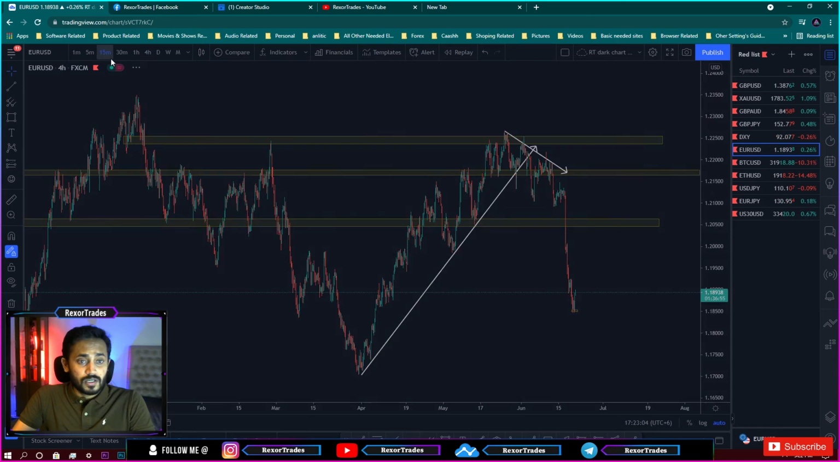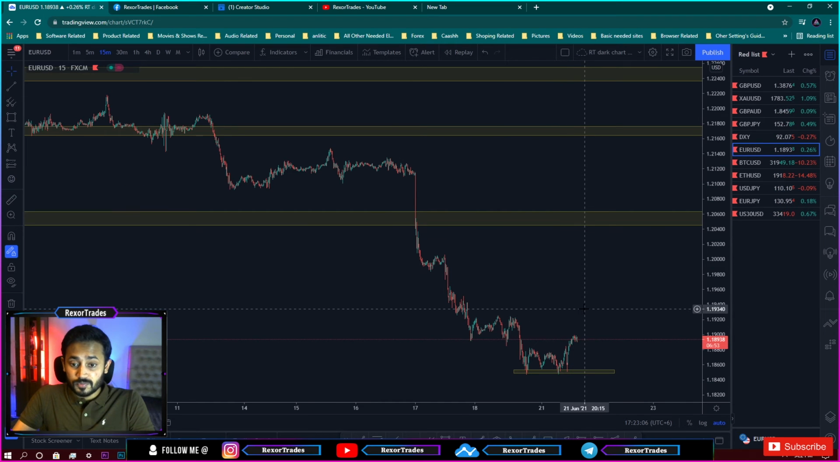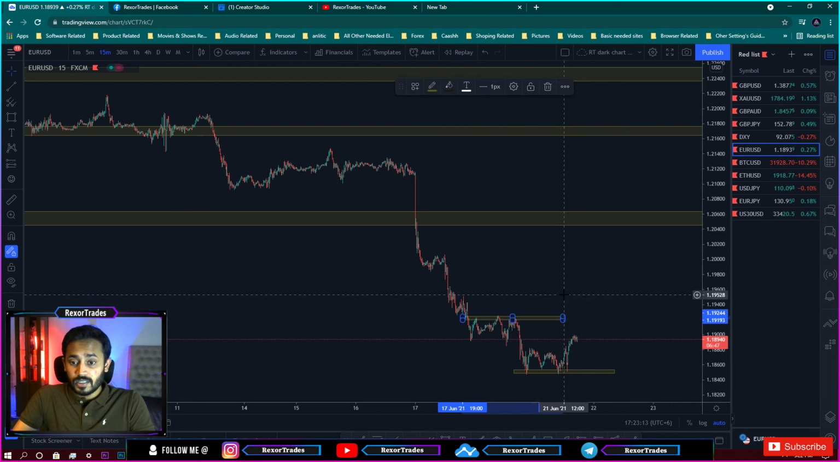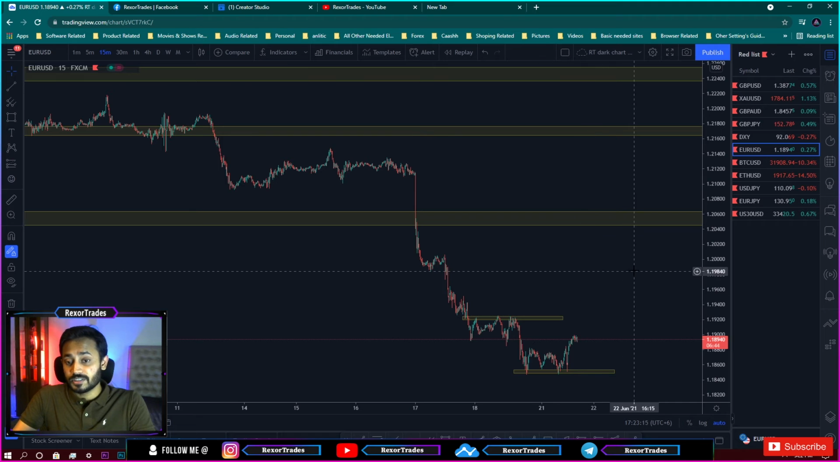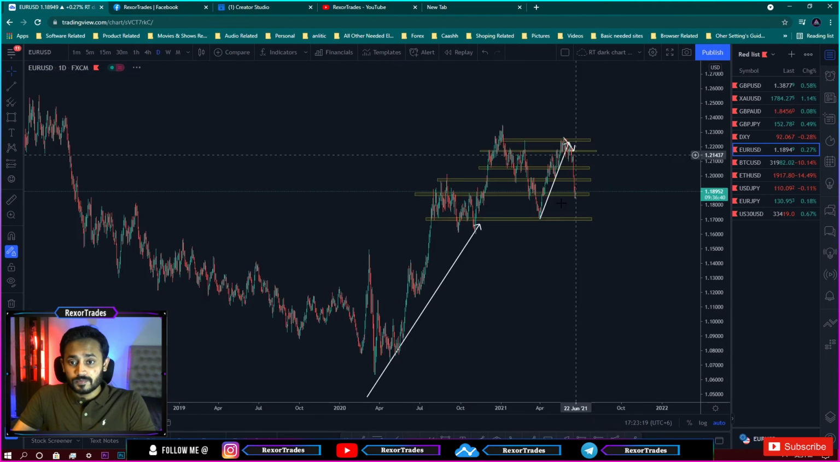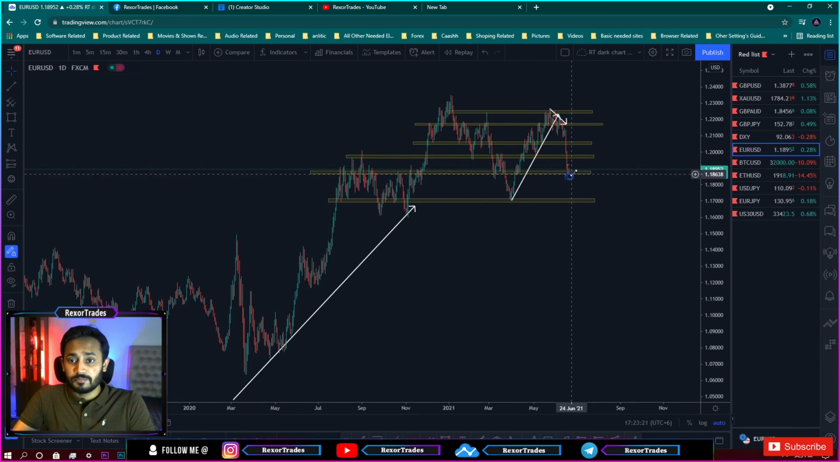But if EUR/USD continues moving upward, breaking and closing above this zone over here, then you can look to take some long entries, trading in between the pullbacks as well, till it makes its pullback towards this zone or this zone over here.